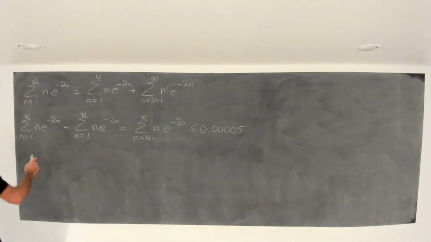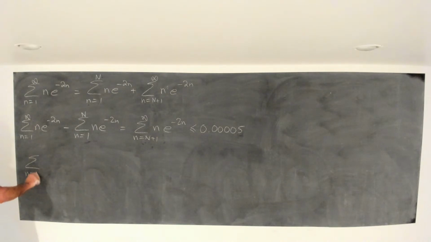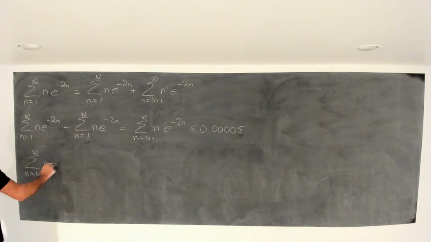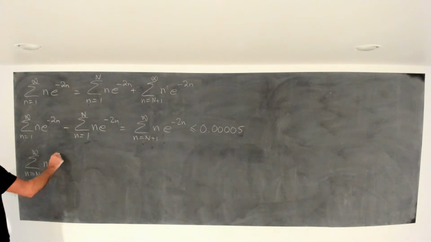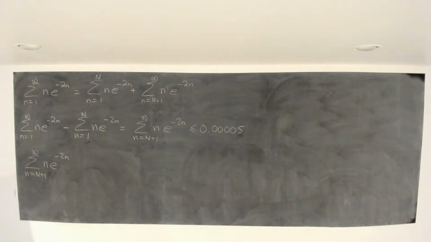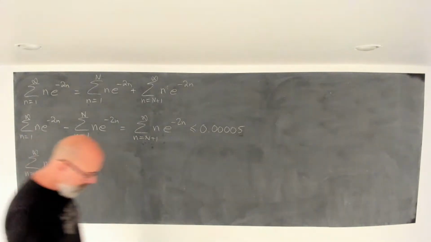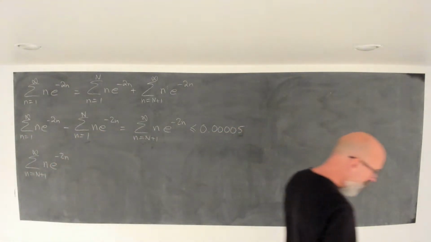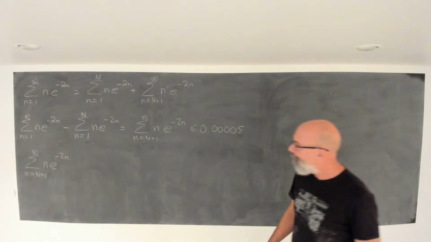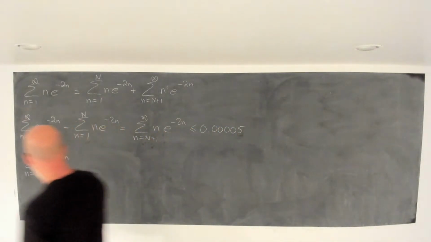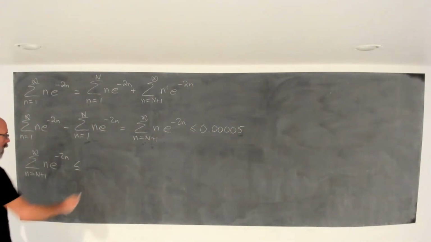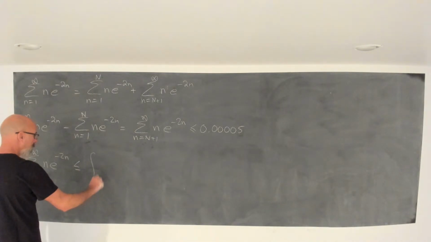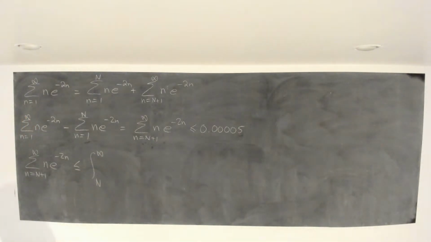So now, from the proof of the integral test, we saw that this was less than or equal to the integral from n to infinity.